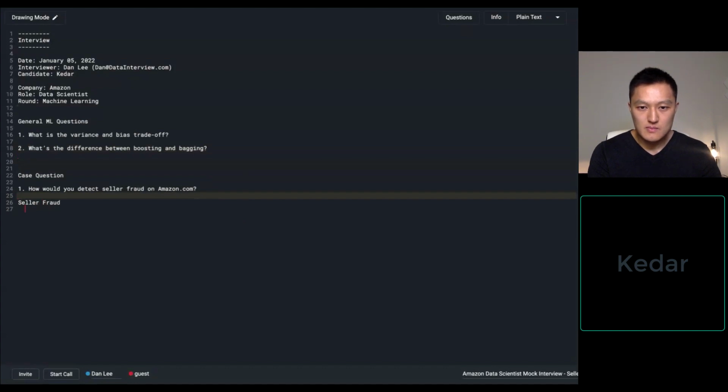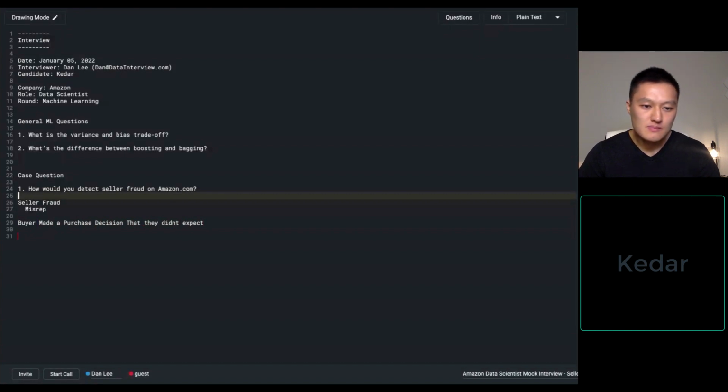So typically, the way that I would think of fraud in this case is if the seller misrepresents some of the information on their listing page, which caused the buyer to make a purchase decision that they did not expect. Is that a fair assessment? Yeah, that's a good way to look at seller fraud. Okay.